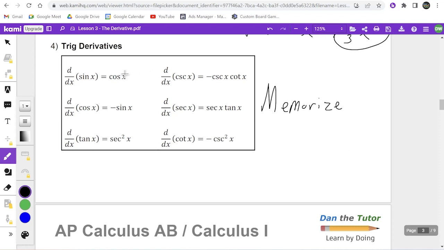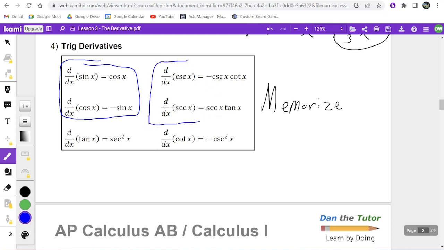So the derivative of sine x is cosine x. The derivative of cosine x is negative sine x, which are pretty close together. As a matter of fact, I'm going to group them together in their own little group because they're so similar. The derivative of tangent x is secant squared x. The derivative of cosecant x is negative cosecant x cotangent x. That's probably the most complicated one.